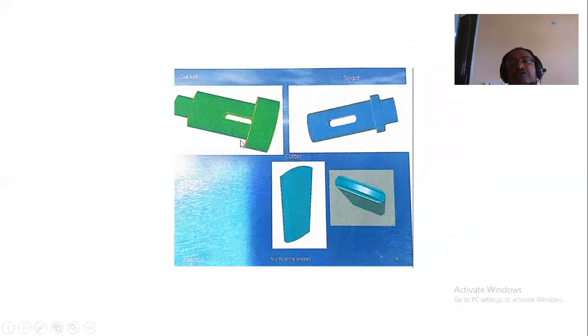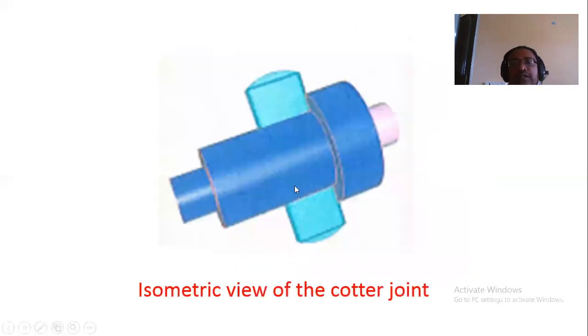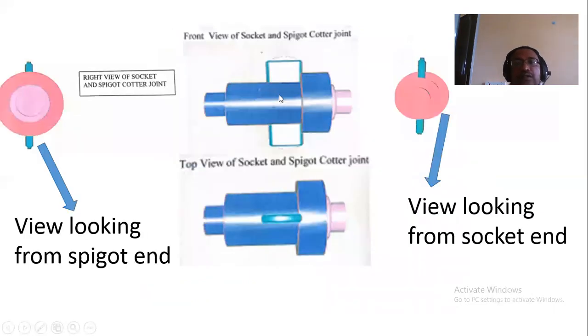This is the pictorial view of the socket, spigot and cotter. This is the top view of the cotter joint. This is the isometric view of the assembly of socket, spigot and cotter. This is the front view, top view, left and right view of the socket, spigot, cotter joint.